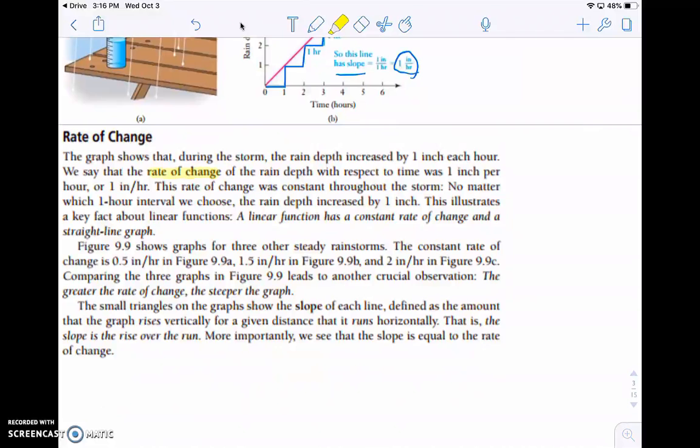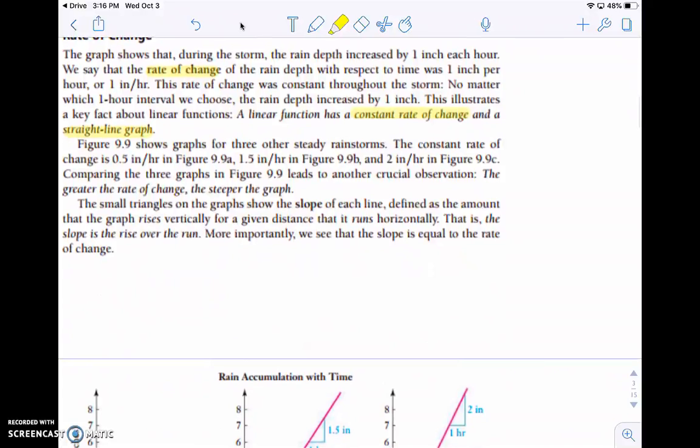Okay, so we just talked about this idea of a rate of change, and the linear function has a constant rate of change, and the graph is a straight line. Now we're going to look at 3 other steady rainstorms, but the constant rates of change are going to be different. For one rainstorm, it's 0.5 inches an hour, another it's 1.5, and for another it's 2 inches per hour. And you'll notice that the greater the rate of change, the steeper the graph becomes.